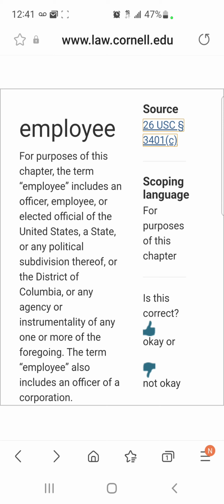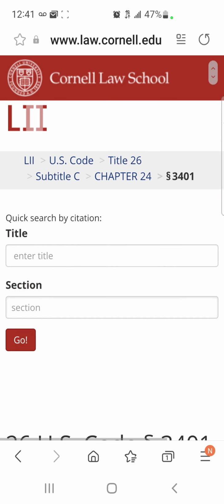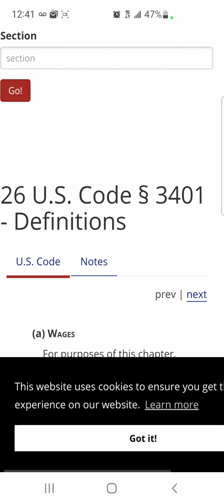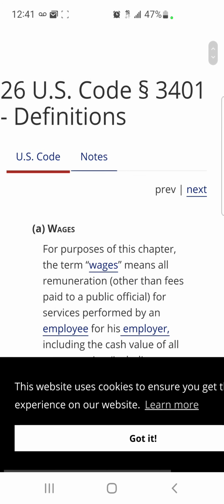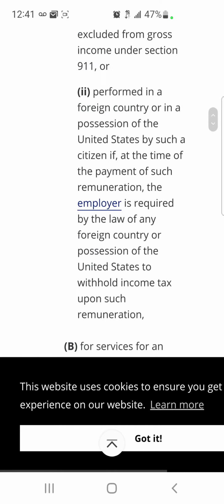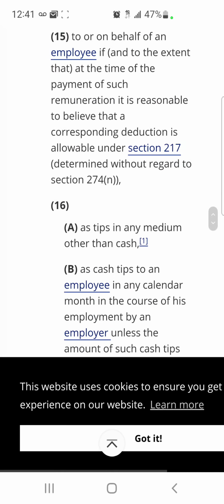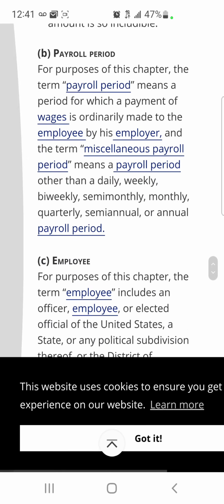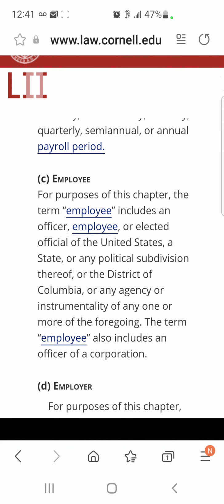And your source for that is going to be 26 USC 3401 subsection C. So if you click on that, this is where you find that at. All right. This is under 26 USC 3401. Under definitions. So we're going to scroll down to C. Come on. That was B. Okay, so here's C. It says for the purpose of this chapter, basically what I just read to you, but they give you the source.